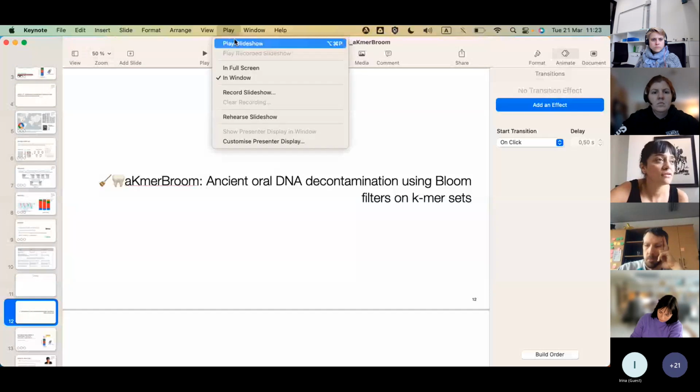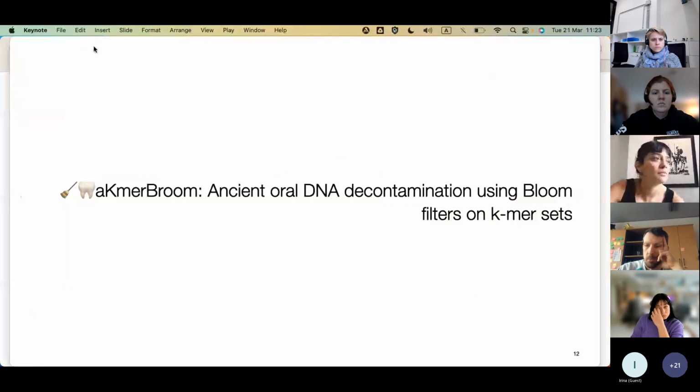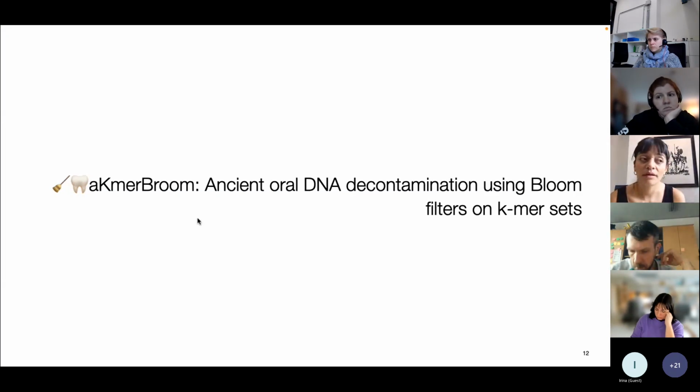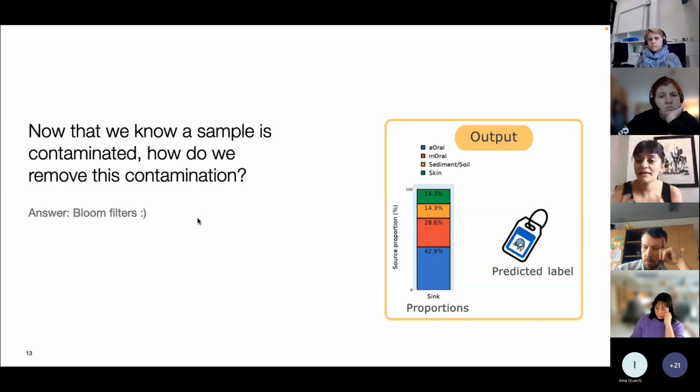And then briefly, I wanted to talk about a much more recent method that we have developed called akmerBroom. It does ancient DNA decontamination, using Bloom filters on k-mer sets. So basically, as I said, the question we had before was: once we know a sample is contaminated, whether because you used SourceTracker or FEAST or decom or whatever, is it possible to remove this contamination at the read level? And we thought, yes, we think we can do it using Bloom filters, right?